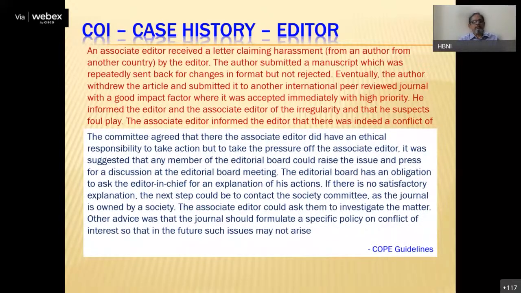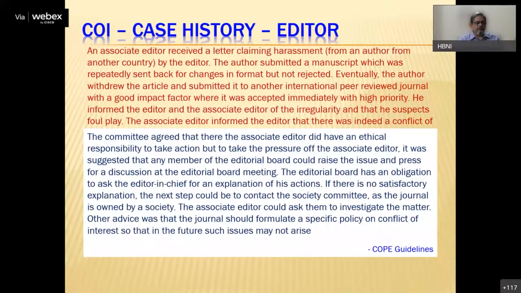So the committee agreed that the associate editor did have an ethical responsibility to take action, but to take the pressure off this associate editor, it was suggested that any member of the editorial board would raise the issue and press for a discussion in the editorial meeting, because the editorial board has an obligation to ask the editor-in-chief for an explanation of his actions.